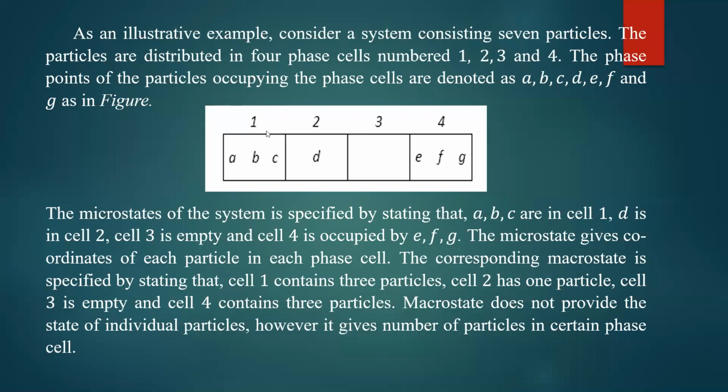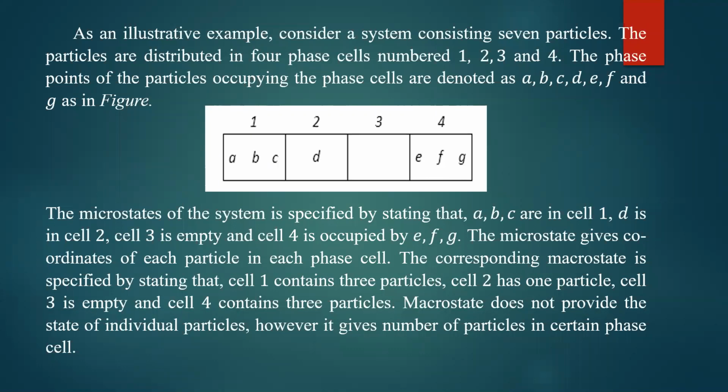To define the microstate of the system, we should know which particle is in a particular phase cell. If we know which particle is in which phase cell, that is called the microstate. If you don't know which particle is in which phase cell, then it is called the macrostate. What does microstate mean? The microstate of the system is defined by stating that A, B, C are in phase cell 1, D is in phase cell 2, phase cell 3 is empty, and phase cell 4 consists of E, F and G particles.